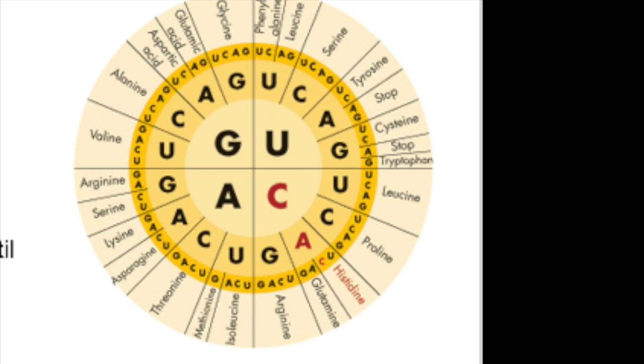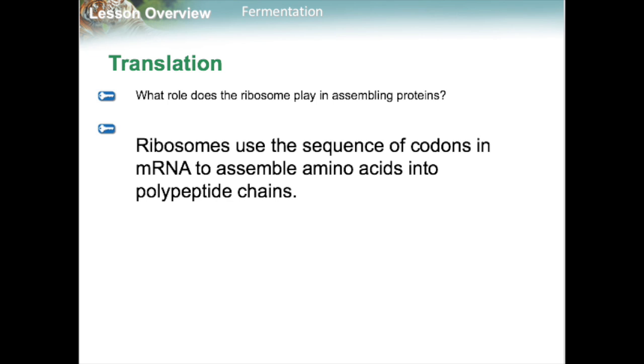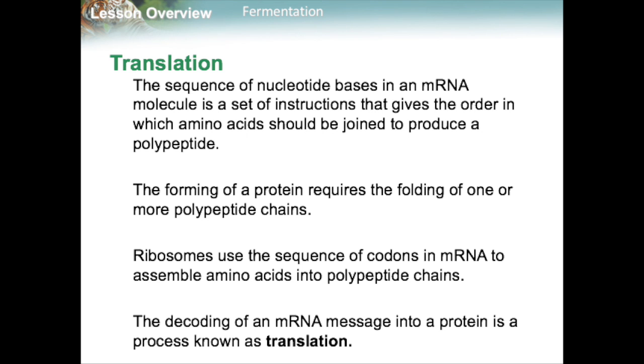Methionine is usually known as the start one. That's AUG. So whenever you want to start reading, that's what you look for. You look for AUG, and that's where you're going to start this whole protein. Ribosomes use the sequence of codons in mRNA to assemble the amino acids into polypeptide chains. And now we're coming to the part of translation. Remember, we transcribed it, we wrote it all out. Now we have to translate it.